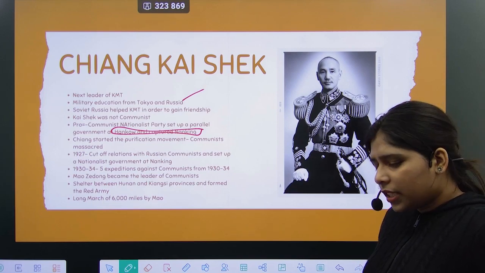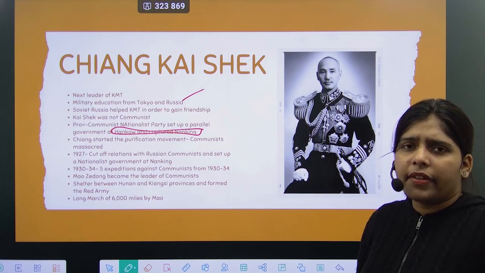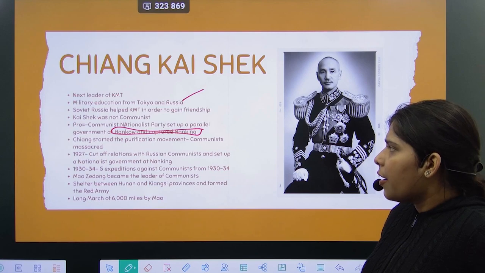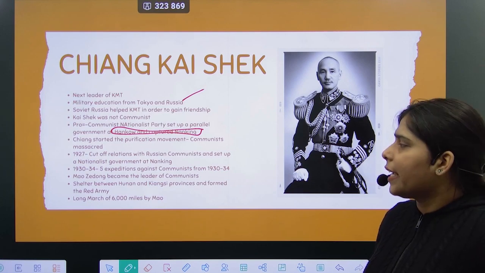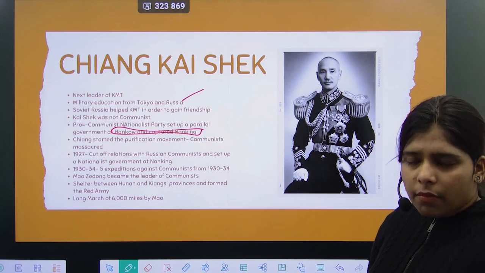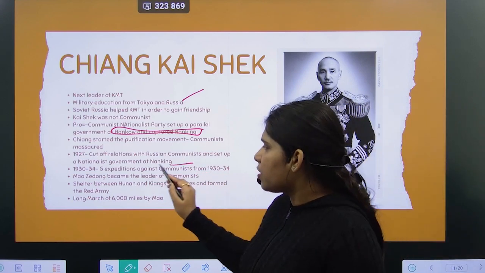You'll see that in the year 1927, he was so enraged with communism itself that he cut off ties with Russia and set up a nationalist government at Nanking. From the year 1930 to 34, there were 5 expeditions against communists.